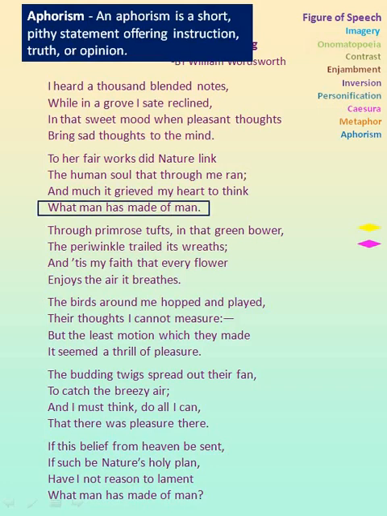What man has made of man. Here the poet wants to stress the fact that man has destroyed the coexistence of nature for their selfishness. Their greed has destroyed the ecosystem. He wants to emphasize this fact here, hence it is aphorism. Here also, what man has made of man, but here the poet uses a question mark, but this is also not to be confused with rhetorical question. Have I not reason to lament? So here also the poet wants to stress the same fact, hence the figure of speech used here is aphorism.